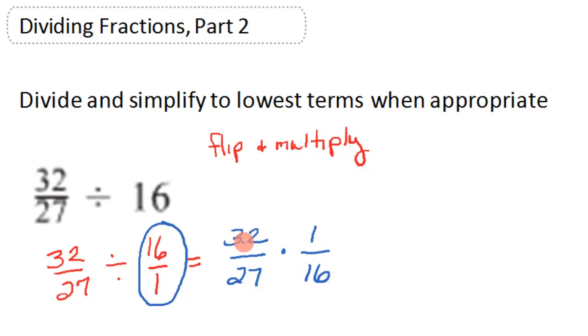Okay, now we want to see if we can reduce anything, and 16 and 32 can be reduced. 16 goes into both numbers, so we know that 16 divided by 16 is 1, and 32 divided by 16 is 2. Other than that, there's no more reducing we can do, so let's multiply across, and 2 times 1 is 2, and 27 times 1 is 27.